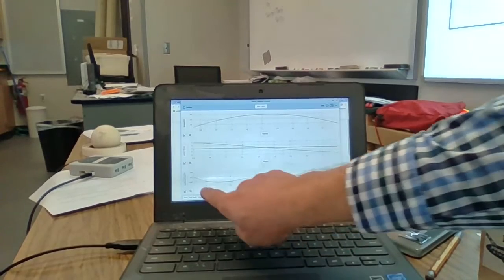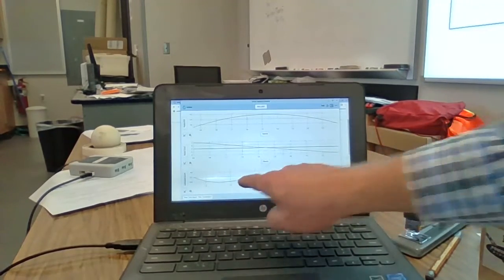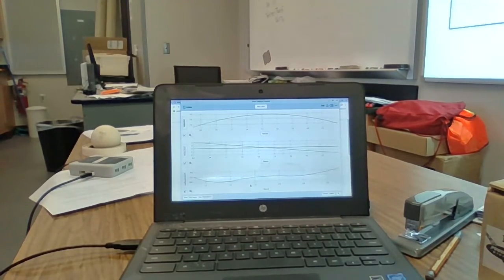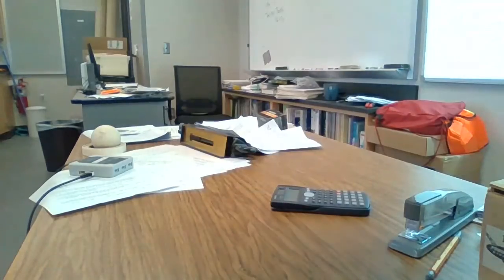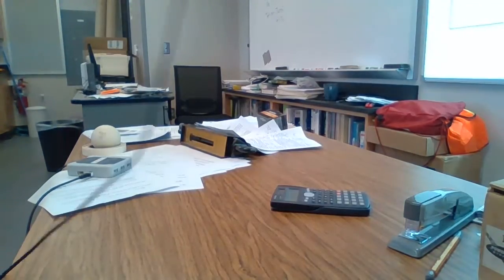Okay. Notice. Okay, acceleration versus time graph. I've zoomed quite a bit in. But here are the shapes. Notice the value of acceleration.